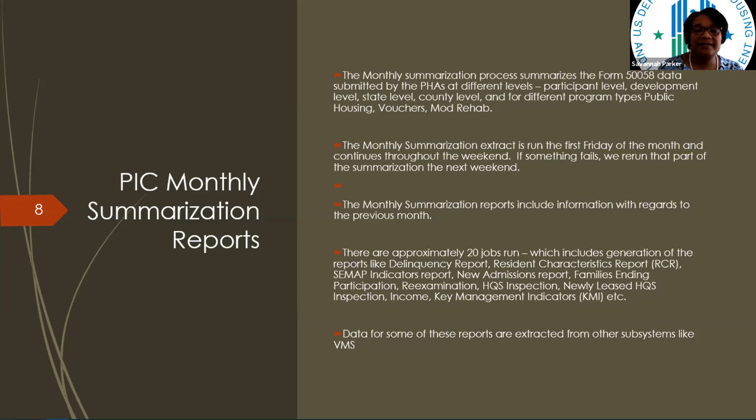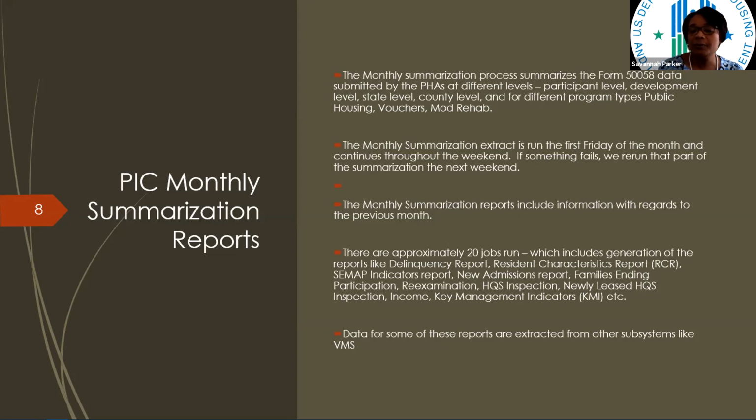Well, what happens is at the end of every month, and we're in the month of September, September 30th will be the cutoff date for any 50058s to process. If you're doing new admissions, reexaminations, change of units, any type of 58 transactions, you have until the end of that current month to get those items processed into PIC.